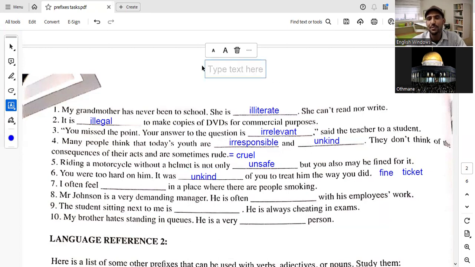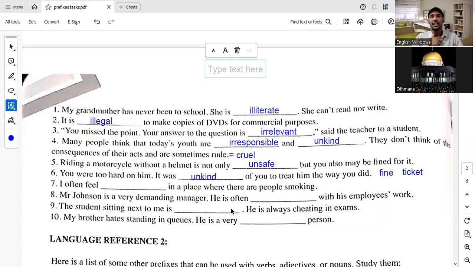All right? If someone is unkind, right? You see, you treated him in such a hard way. You were so hard. It means rude, cruel, right? So that's unkind of you. The opposite, right?